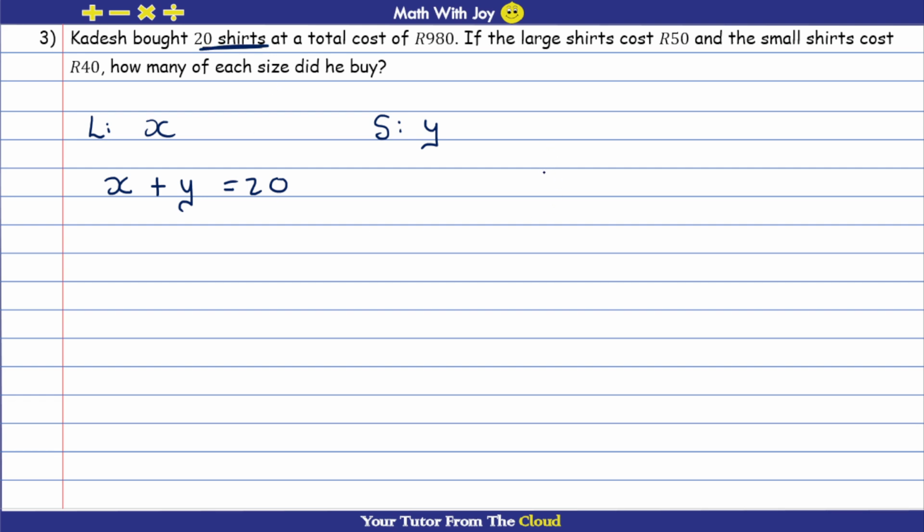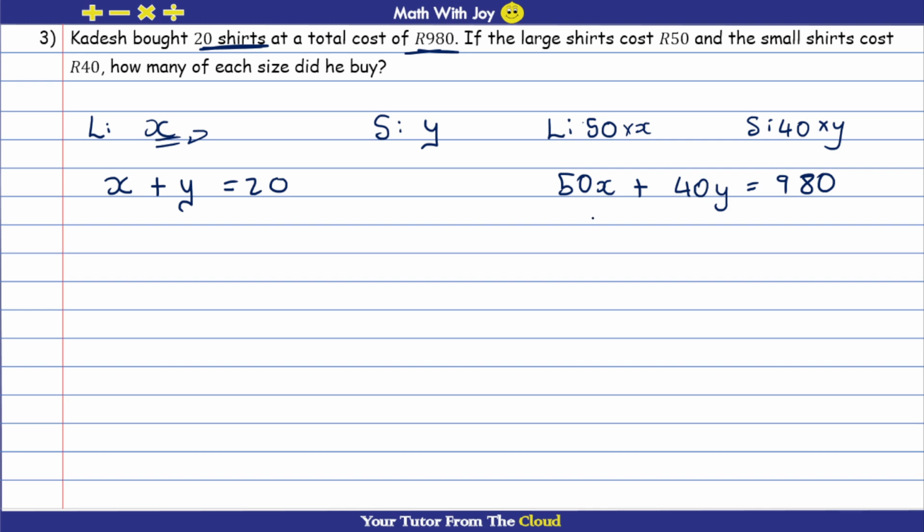But I also know that if the large shirts cost 50 rands, depending on how many he bought, I'll just times it by the amount, which is X, right? And the small shirts cost 40 rands, and I don't know how many he bought, but we know he bought Y amount. So if I were to take the 50 times the X plus the 40 times the Y, I would find a total price of 980, because that's how much the large shirts and the small shirts cost. So now I have two equations we can solve simultaneously.